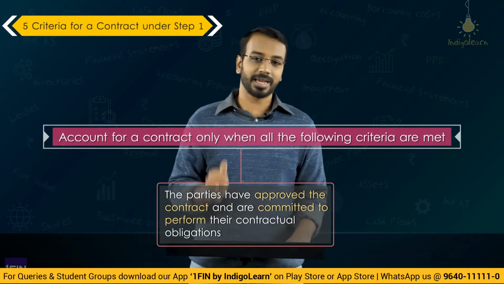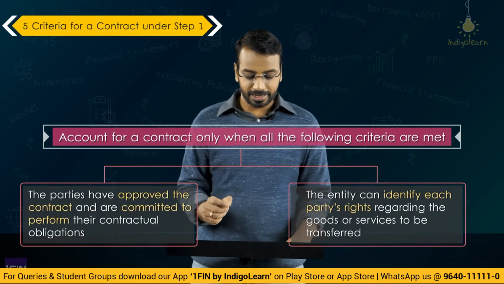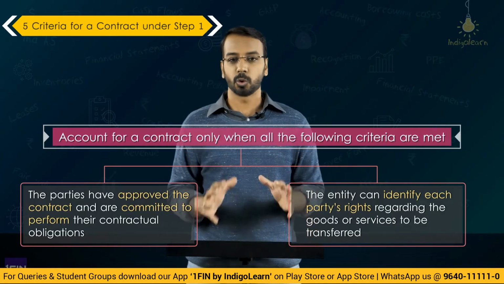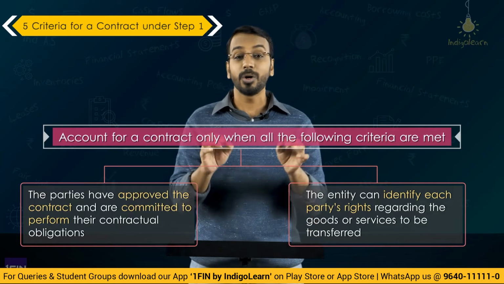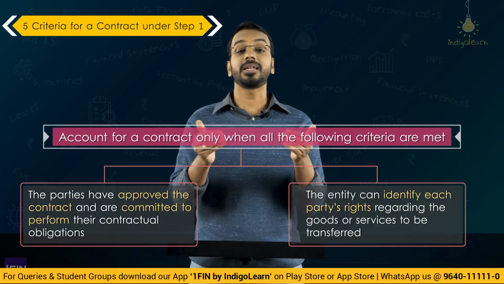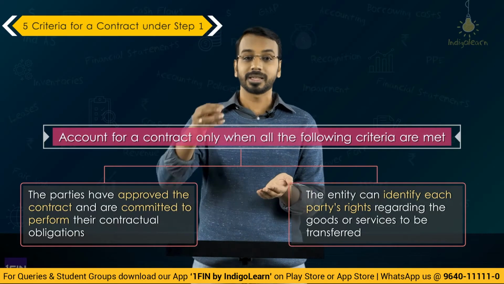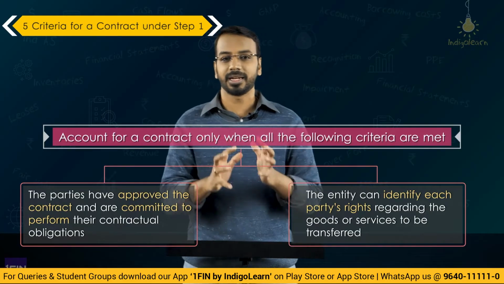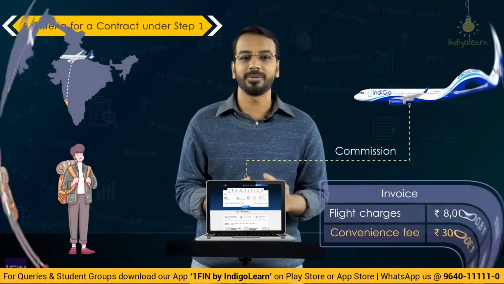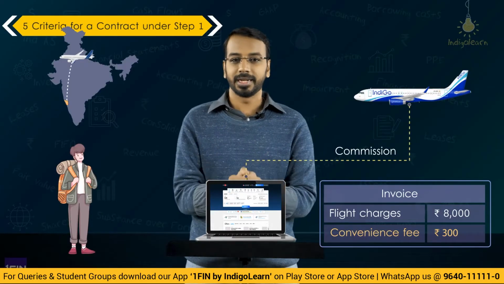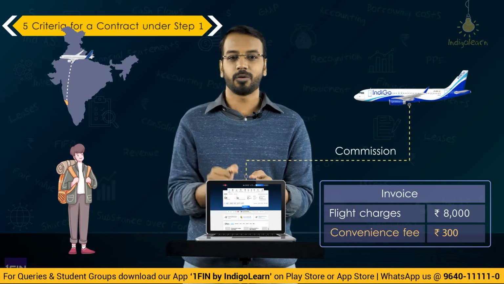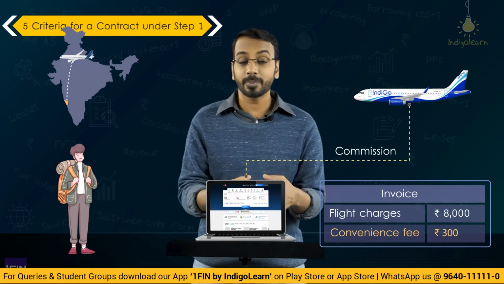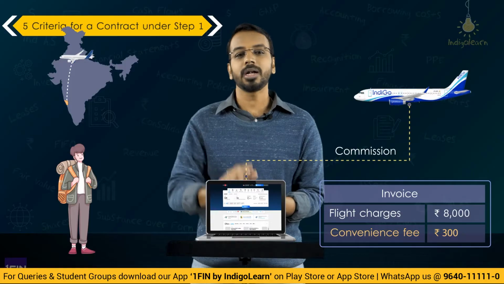The second condition or the second criterion is the entity can identify each party's rights regarding the goods or services to be transferred. So, the entity must be able to identify each party's right. Each party's right meaning what is the right of the entity, what is the right of the other party. It must be able to identify it clearly. Now, in the example of Make My Trip that I gave you, assuming Make My Trip is the entity and you are the customer on one side and there is Indigo Airlines as a customer on the other side. Now, Make My Trip must be able to identify what is your right.